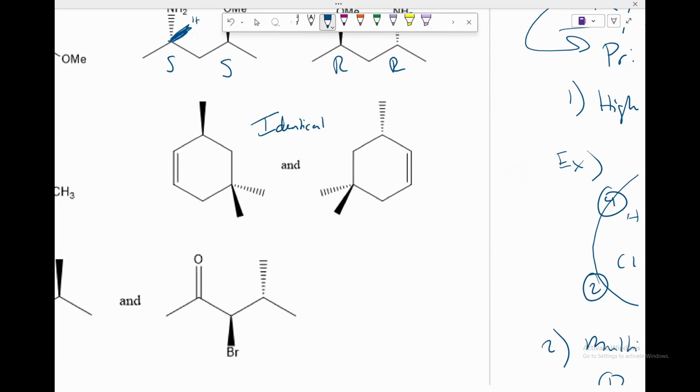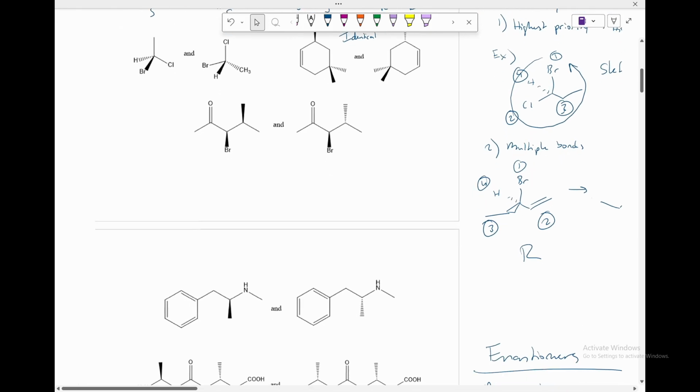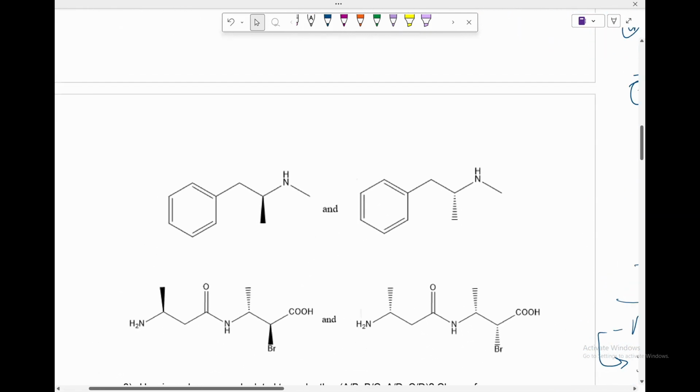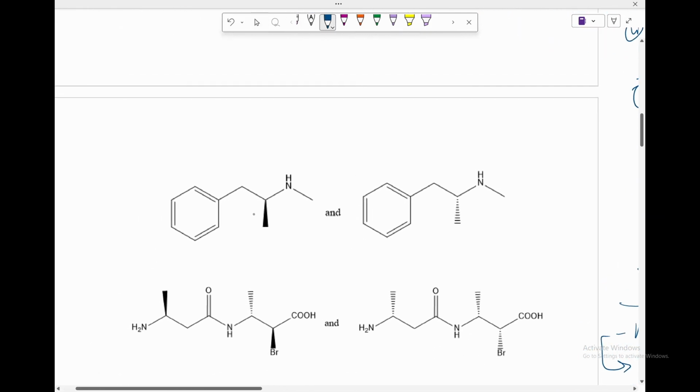Okay. Again, I'm not going to do all of these, but I will do some. This one, I like this one. They're obviously not identical because there is a wedge here and this one's a dash. But let's assign the R and S. Nitrogen goes 1, 2, 3. 1, 2 to 3. This is S. But since the hydrogen is in front, it's actually R.